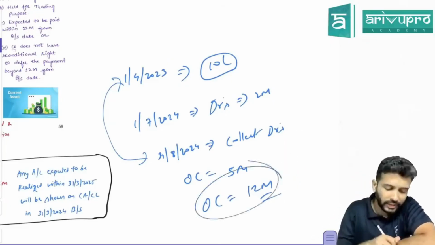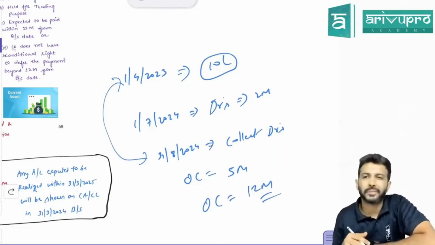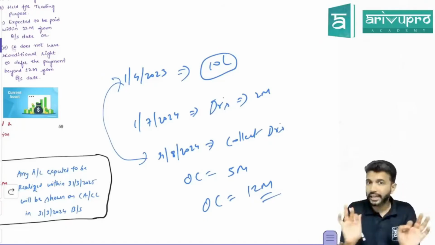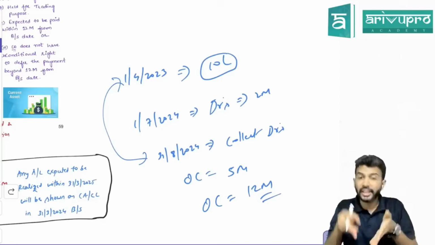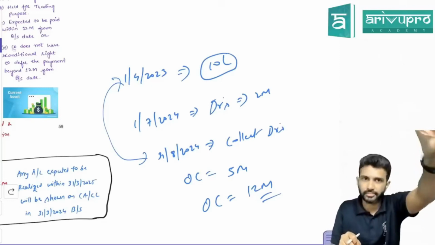So in fact, what they are indirectly telling you is the operating cycle. You don't have to calculate the operating cycle. If the information is given, calculate. In these problems, they will not ask. In FM, they will ask for the operating cycle.